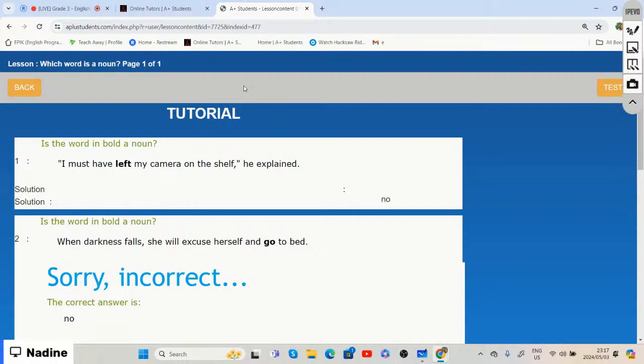So now look at the word left, right? Look at the word left in the sentence that says, I must have left my camera on the shelf, he explained. If you look at the word left within that sentence, is that word left a noun?